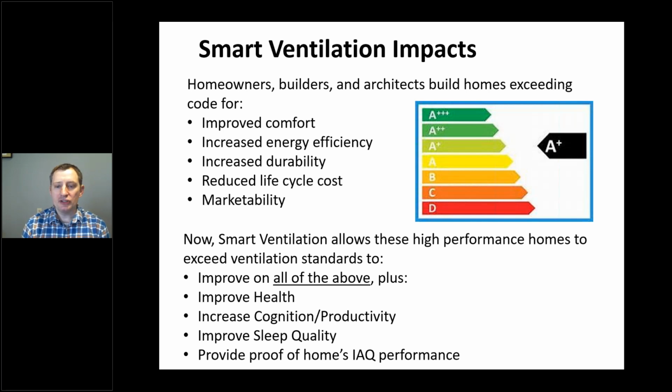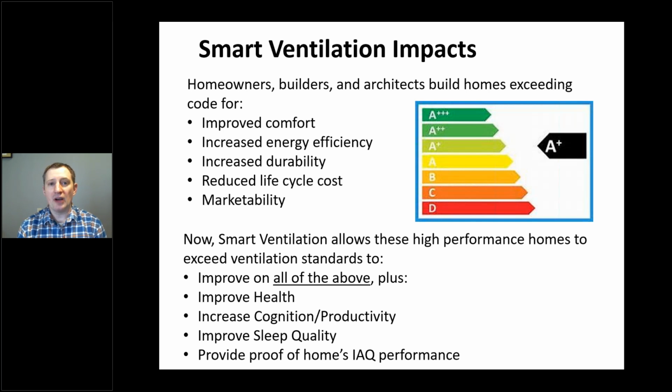And how does smart ventilation impact the home overall? Homeowners, builders, architects, different stakeholders in a project, they build homes with different certifications, either Passive House or LEED or Net Zero, Energy Star, because they know these homes will have increased comfort, increased energy efficiency, durability, perhaps lower life cycle cost, hopefully, and they're more marketable. Smart ventilation is really a good fit for these types of homes, especially where you're exceeding code by quite a bit with certain features for those reasons.